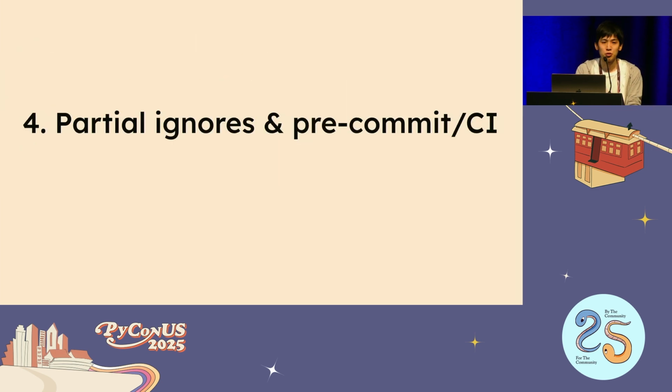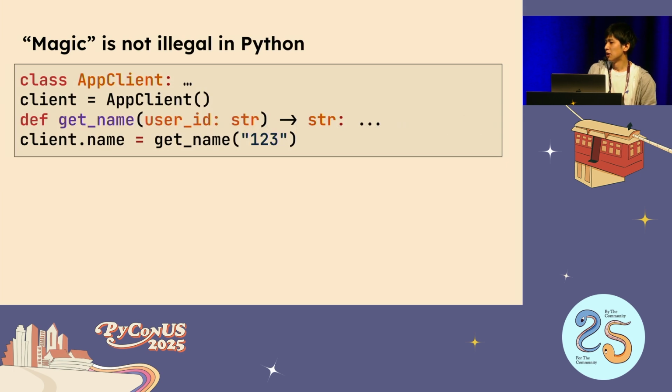Next, partially ignore, pre-commit and CI. This is the short code. In this slide the font is very large, and I removed the detail of the AppClient class. The AppClient class is the library whose details we can change. We initiate AppClient as client, and we define the get_name function. The argument of get_name is user_id and the type is str. It returns str. It's very simple.